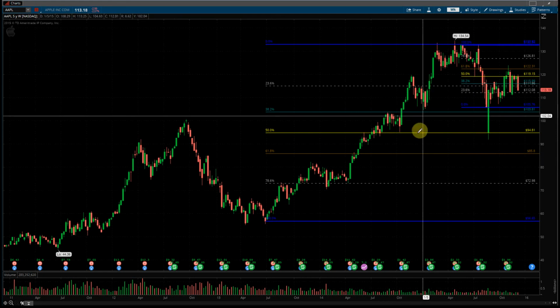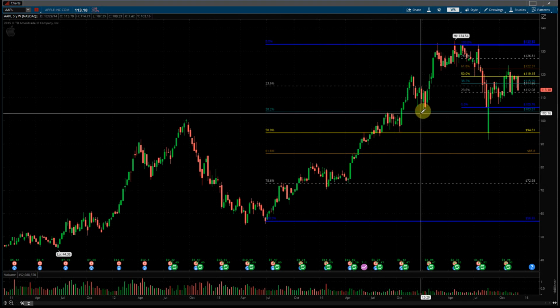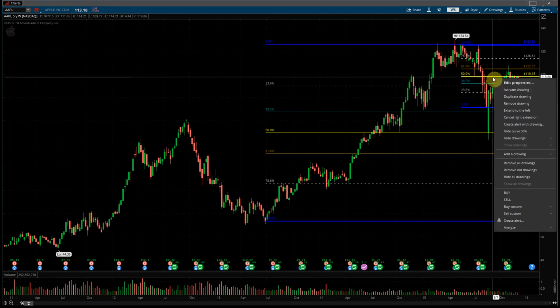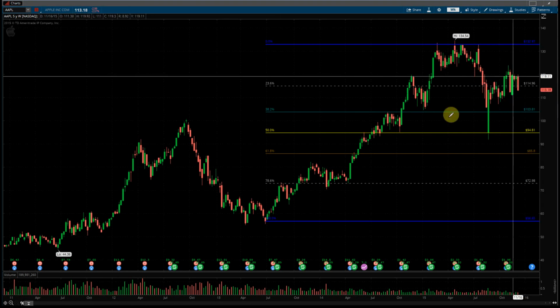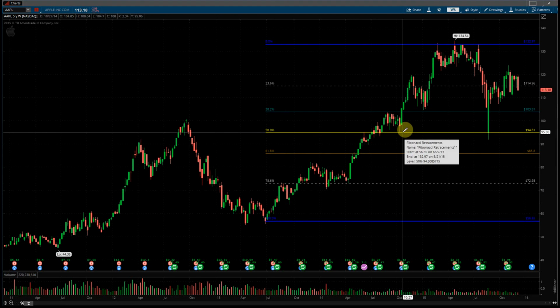The reason I do this is I personally believe that these longer-term retracements will serve as a greater support or resistance than a shorter-term period that is being measured. A very, very simple execution and application of Fibonacci retracements.